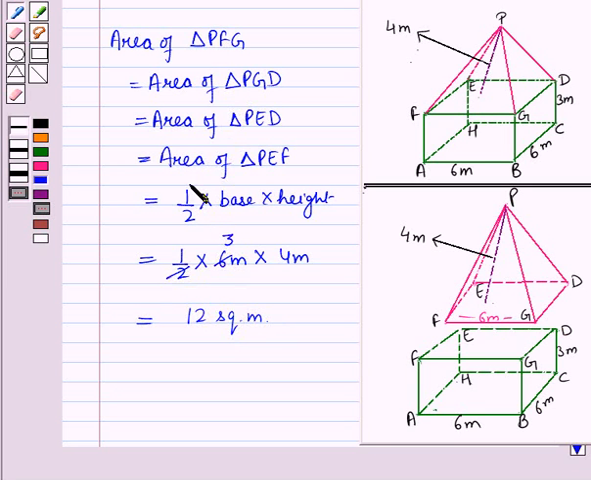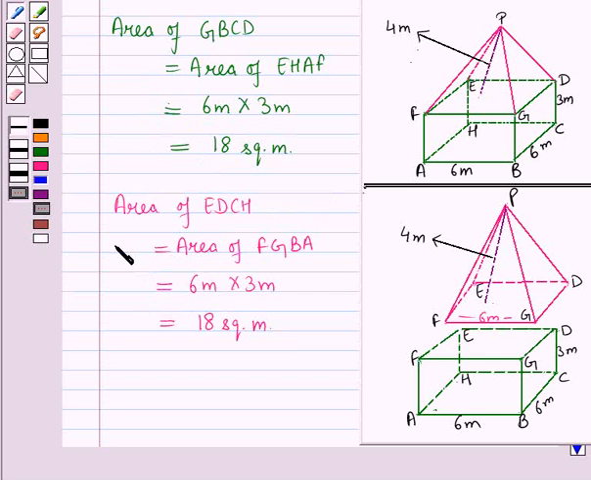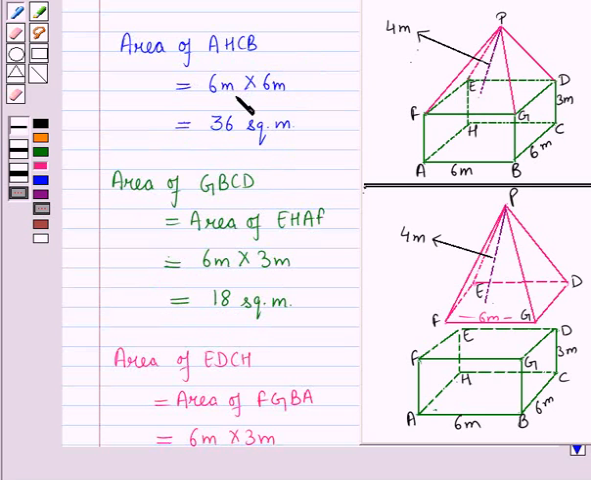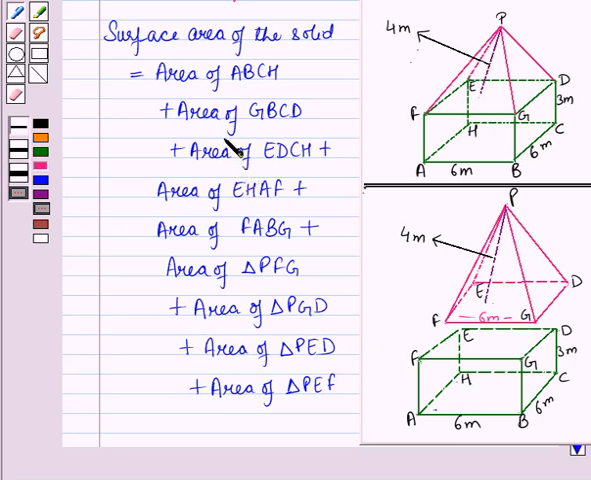So area of these four triangular faces is equal to 12 square meter. And area of the face EDCH, area of the face FGBA, area of the face GBCD, area of the face EHAF are equal to 18 square meter. And area of the face AHCB is 36 square meter. Now by putting all these values in this formula, we can find the surface area of the given solid.